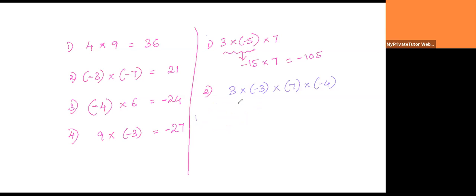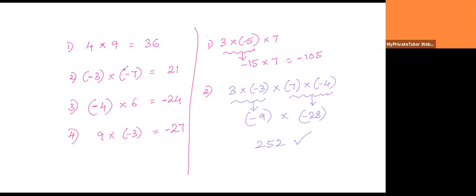What is 3 times minus 3? 3 times minus 3 is, 3 3s are 9, so minus 9. And what is 7 times minus 4? 7 4s are 28, so minus 28. So now we have two negative numbers which we are going to multiply. What is minus 9 times minus 28? Both are negative numbers. If you multiply, we'll get the answer as positive. So 9 times 28 is 252. So this is how it works.